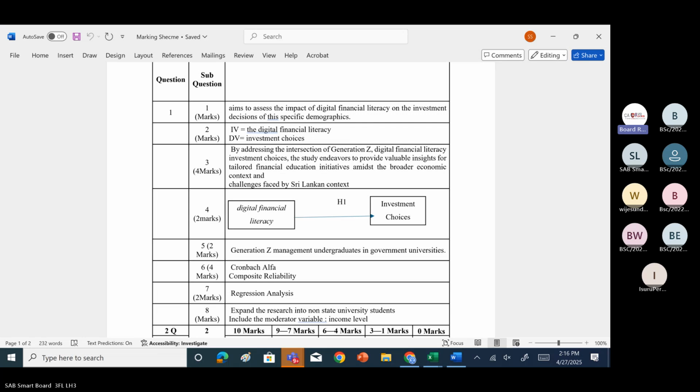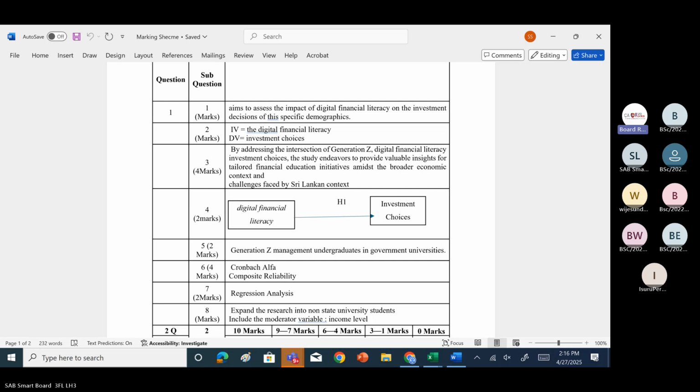Independent variable, digital financial literacy, and then the dependent variable, investment choices. Right. Third question, we can identify about the practical implications. Practical implications, that means practically how it's significant. Okay? So how is it significant?